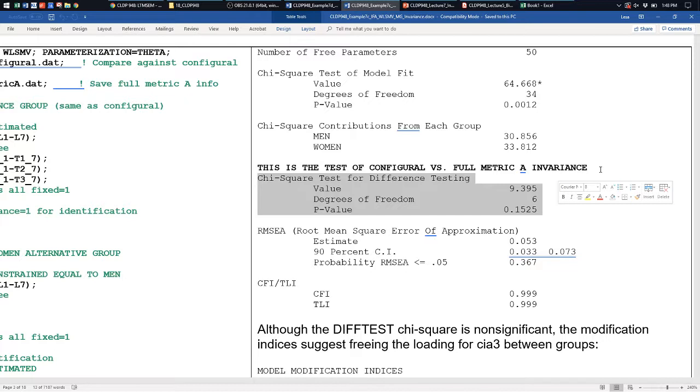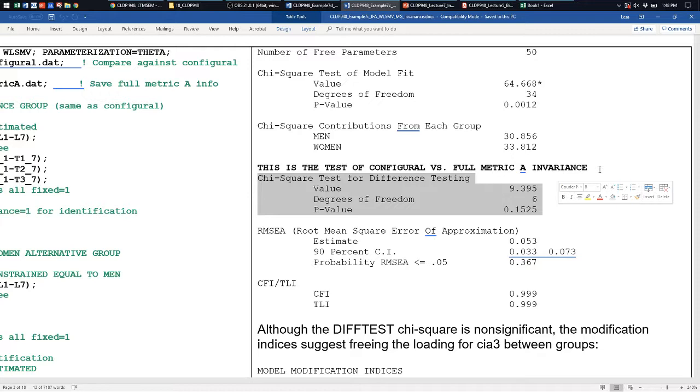That's what DIFFTEST gives you when you put it in the analysis section. So this is the nested model comparison against the configural model. I had 14 loadings before. Now I only have 7 because I made my groups share a loading. And I get down to 6 because I had to estimate a factor variance to do it. So that's where the degrees of freedom 6 comes from.